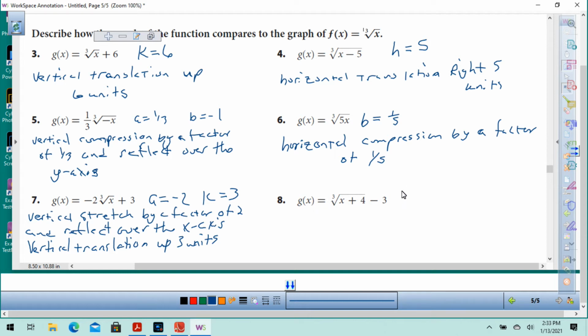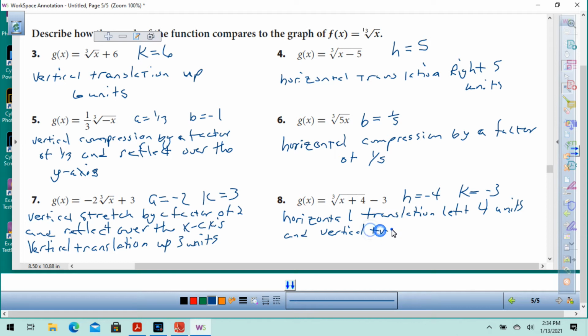And if we look over here at number 8, we got h equals -4, k equals -3. So let's see here. This graph will be a horizontal translation left 4 units and a vertical translation down 3 units.